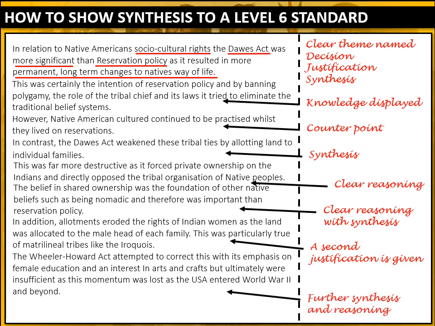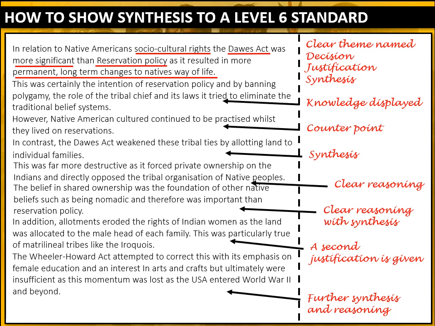And what I do here now is I bring in another turning point, the Wheeler-Howard Act. And I mention how that tries to correct the impact the Dawes Act had on women, but it's ultimately unsuccessful because it doesn't have long-term change. So I think here, this is a level 6 standard, because I've got my decision, but now with a justification, and there are 4 examples of synthesis just in this one section.